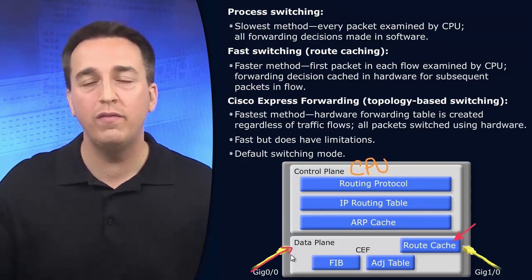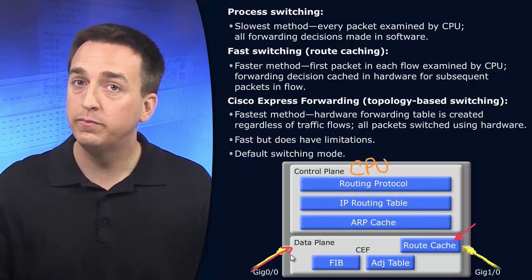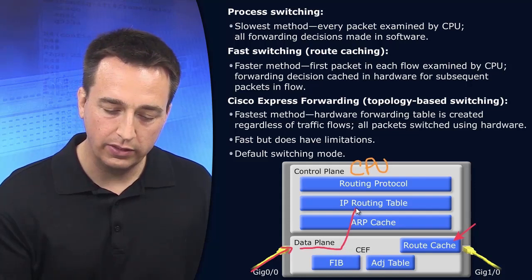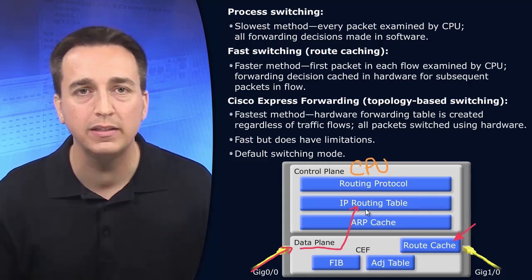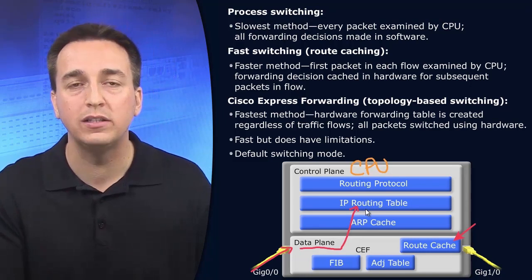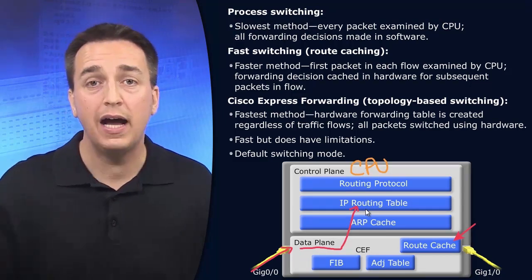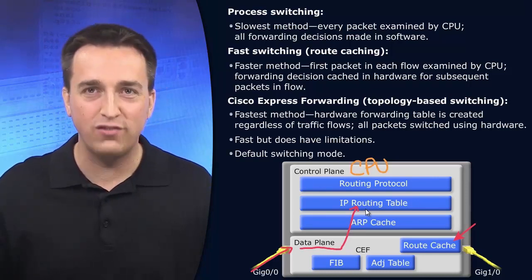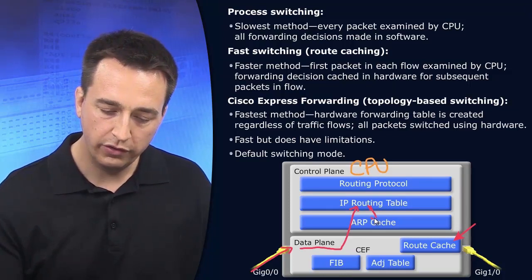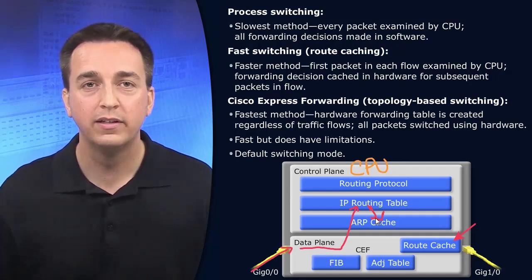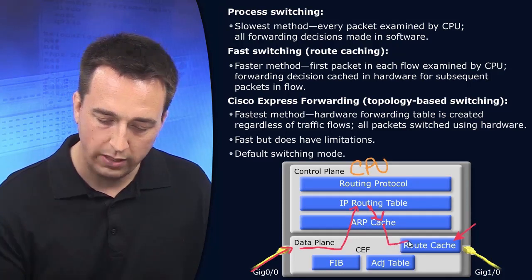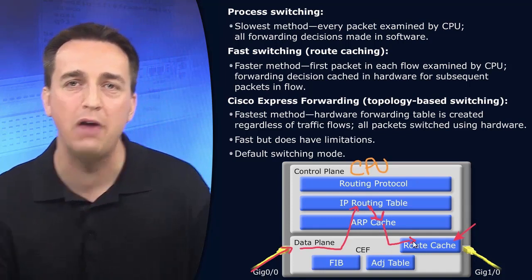So here's what happens when the first packet in the flow arrives. The router takes that packet, looks at the destination IP address, examines the routing table in the control plane, and then makes its decision based on that information. It decides that the exit interface is gigabit Ethernet 1/0. What's the MAC address of the next hop? Let's figure that out in our ARP cache. So we examine the ARP cache and find out what the MAC address is. We then ship it down to the data plane and make an entry in the route cache.